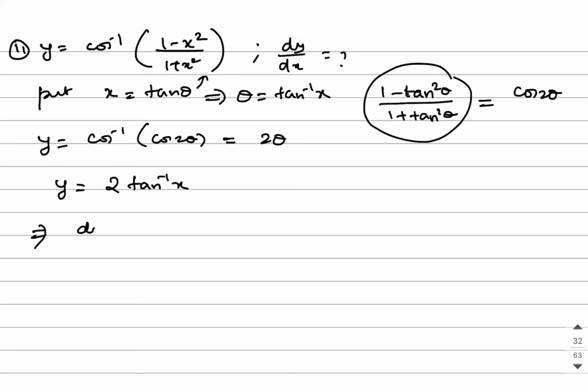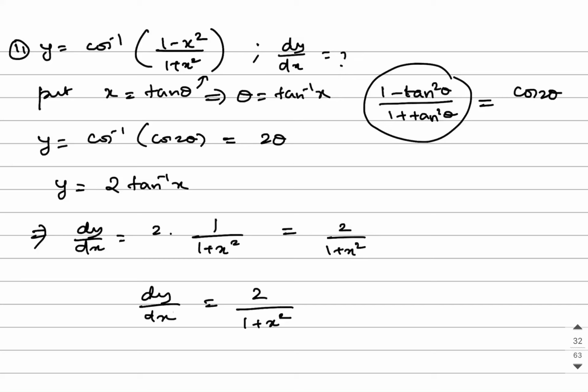So differentiating on both the sides, dy by dx will be equal to 2 into derivative of tan inverse x, which is 1 by 1 plus x square. So the answer is 2 divided by 1 plus x square. So dy by dx will be 2 by 1 plus x square.